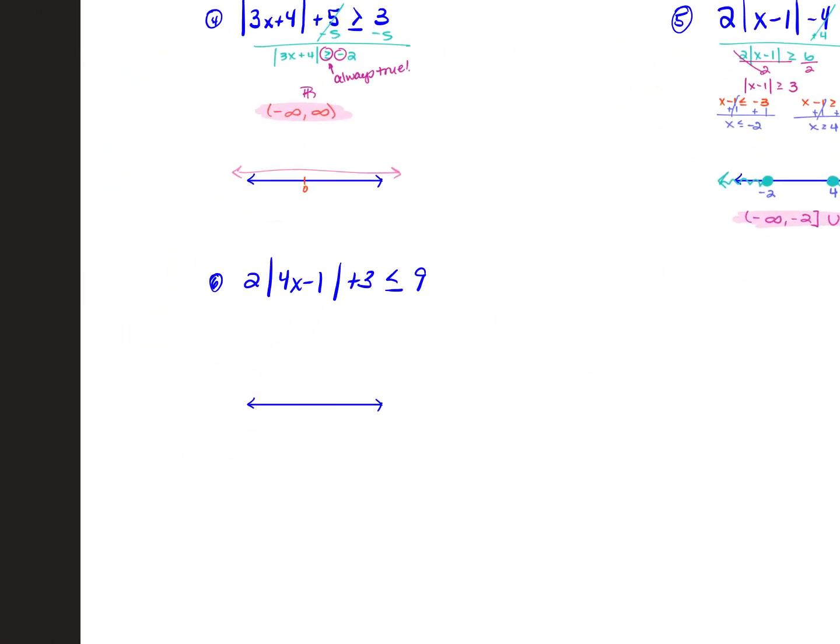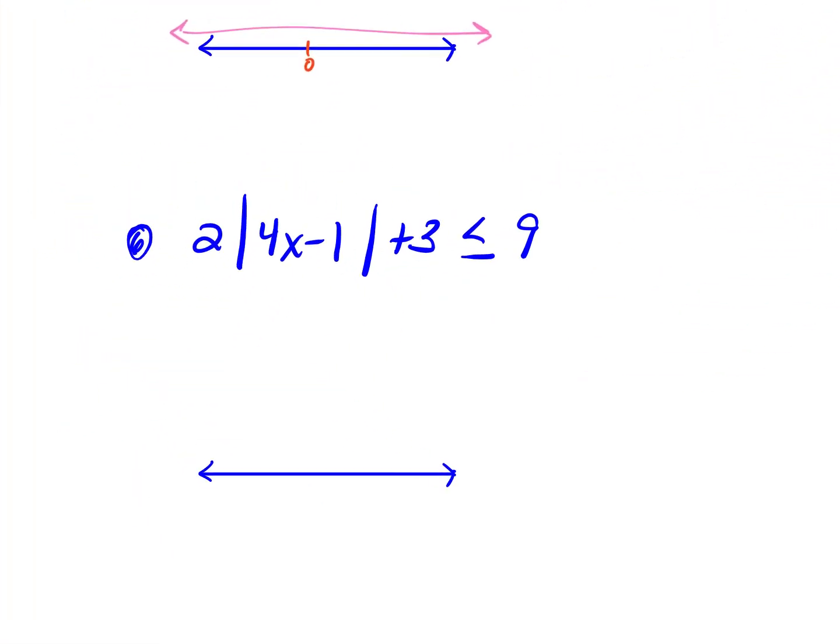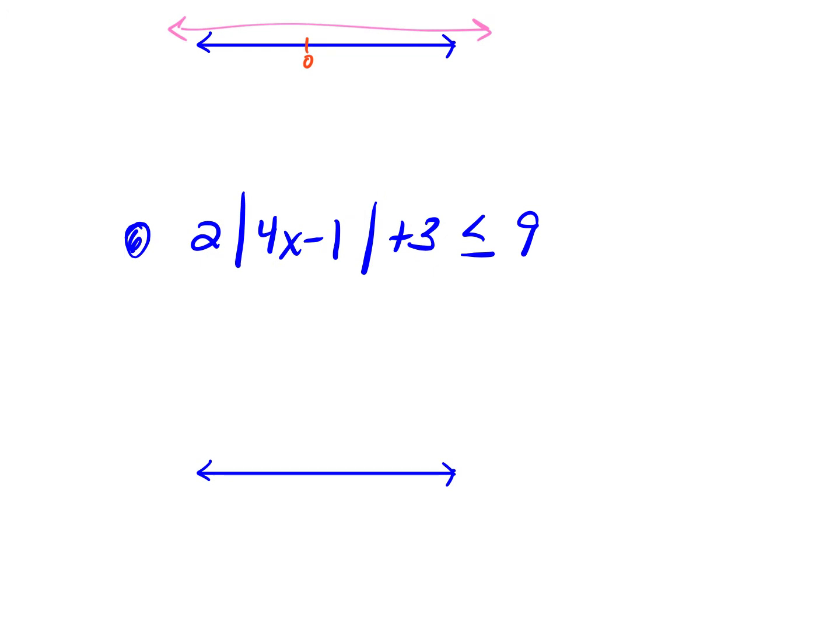For number 6, you have 2 times the absolute value of 4x minus 1 plus 3 is less than or equal to 9. First thing you're going to move over is the 3. So we'll subtract it from each side. You have 2 times the absolute value of 4x minus 1 is less than or equal to 6. From here, divide each side by the 2. So you have the absolute value of 4x minus 1 is less than or equal to 3.